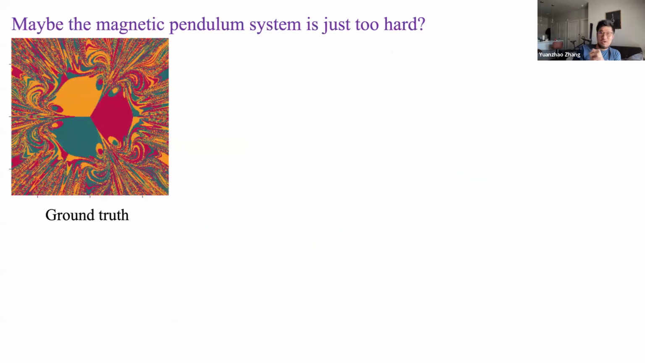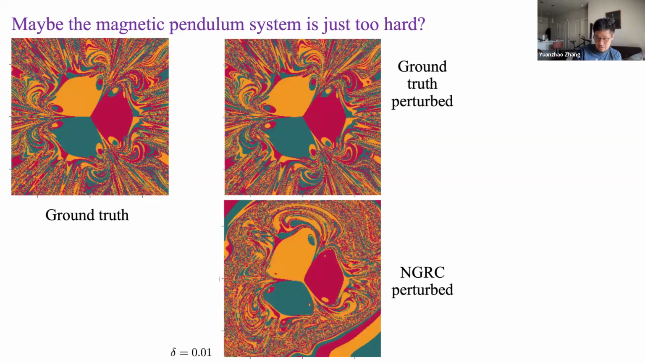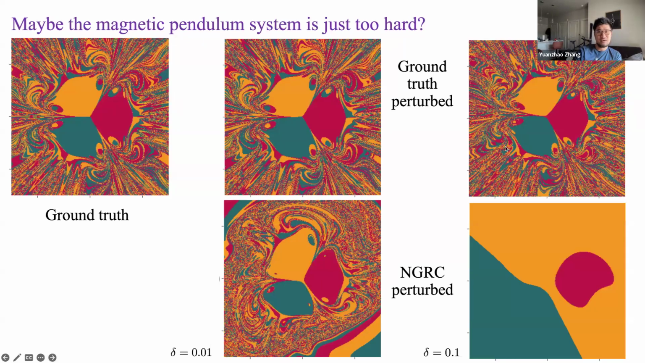So then you might say, well, are you being fair? Because maybe the magnetic pendulum system is just too hard to predict for any machine learning method. So just to test that, we can compare the original system where we perturb the coordinates of the magnets and see how the basin changes, and compare it to the NGRC with perturbed exact nonlinearity. So you can see that with 1% perturbation in the coordinates, the basins in the original equations don't change much, at least visually. Whereas the NGRC prediction already changed a lot. And even for 10%, you would have to really look to see the difference from the original basin, whereas NGRC already predicts a very different basin structure.